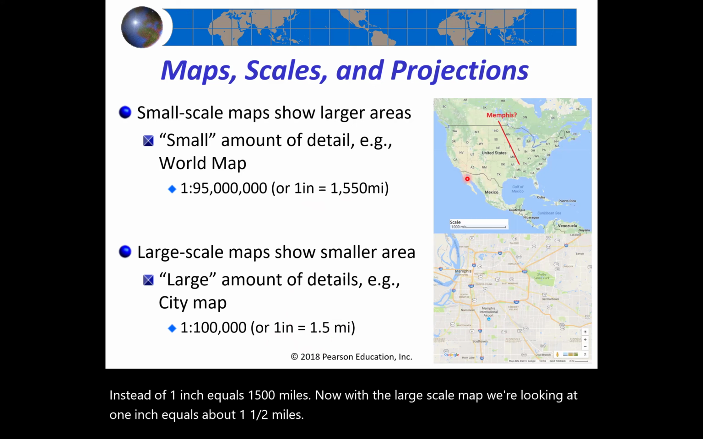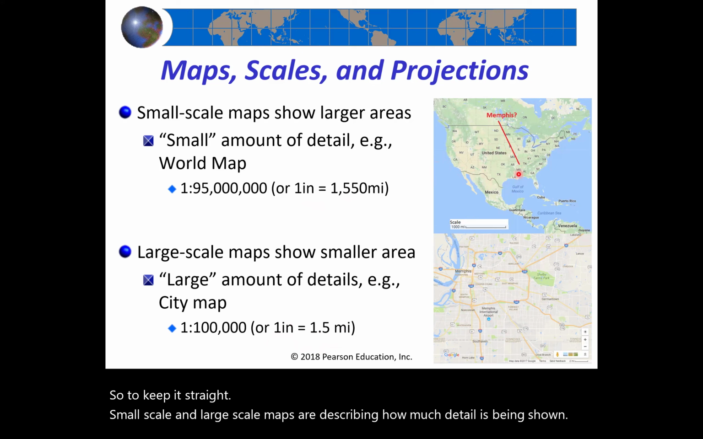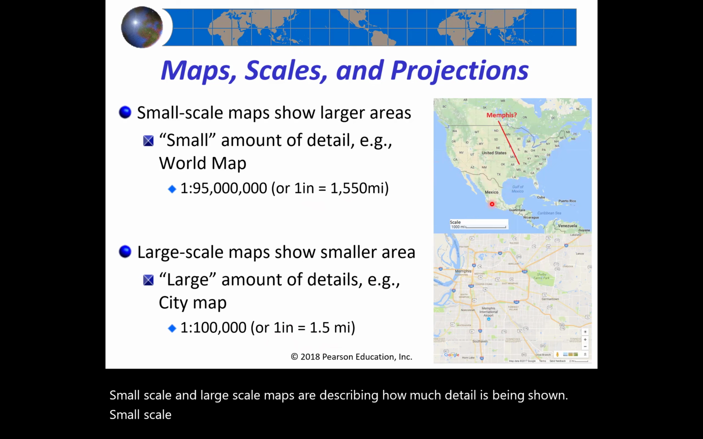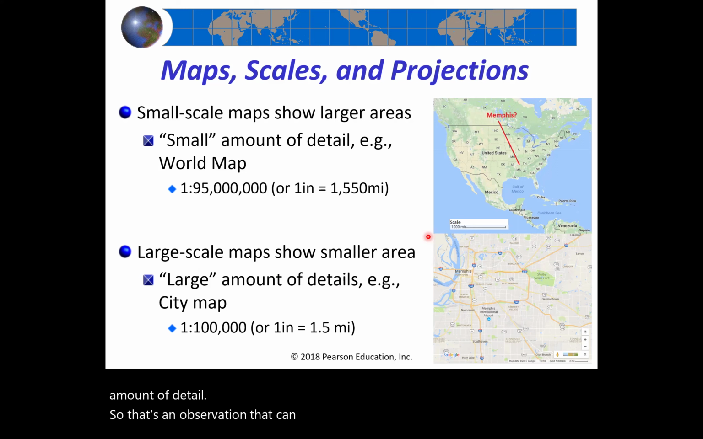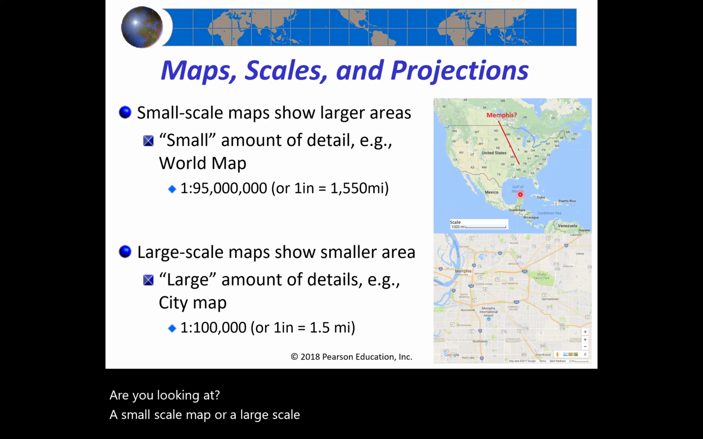So, to keep it straight, remember that small scale and large scale maps are describing how much detail is being shown. Small scale maps show a small amount of detail, large scale maps show a large amount of detail. So that's an observation that can be made anytime you look at a map. Are you looking at a small scale map or a large scale map? How does that affect what you can see or what you can't see? Those are all things to keep in mind.